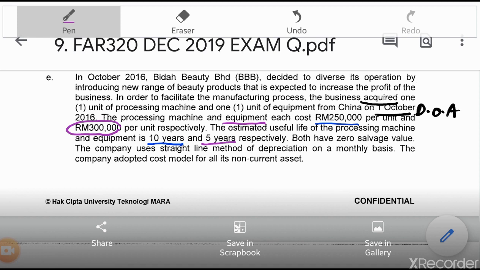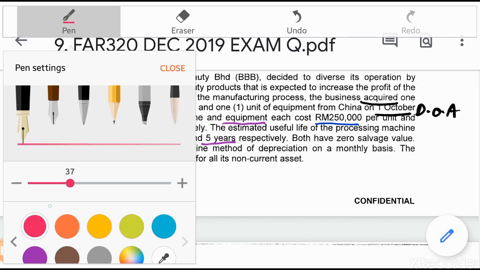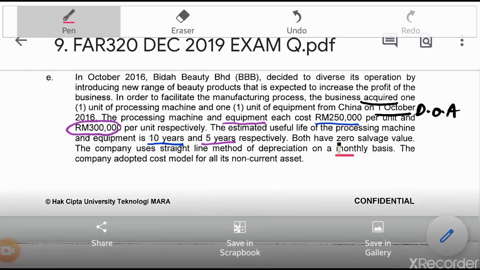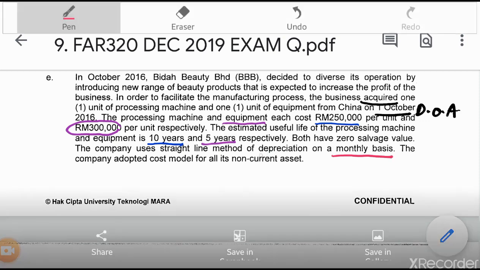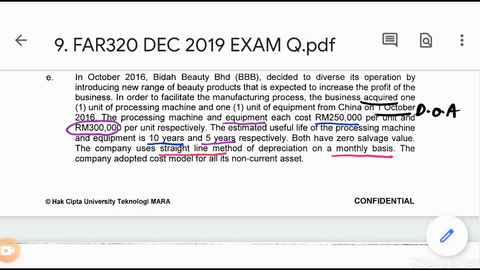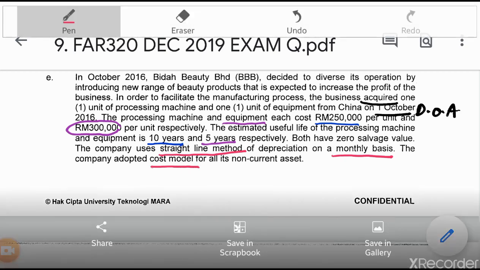Right, the equipment costs 300,000. And then if you go on further, you are informed that the company uses the straight line method of depreciation on a monthly basis. So this is important. Monthly basis for both, and they are using the straight line method, and they adopt the cost model, meaning that if there are any changes in the value of the assets, it will be ignored, right? So you just continue to depreciate the asset. Okay.